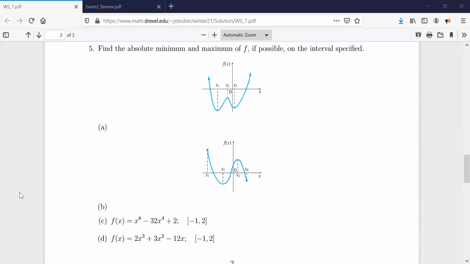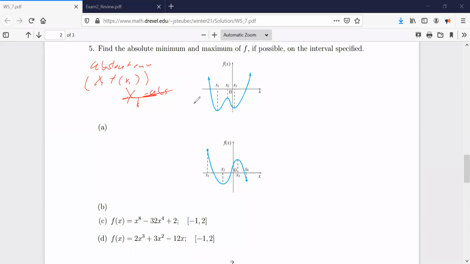So, find the absolute max and min of these functions. There are really only 3 contenders on this first one. It can be x1, x2, or x3. So let's work backwards. x3 is definitely a local min, but it's not going to be an absolute min because x1 is lower. And it turns out x1 is going to be my absolute min: x1, f of x1.